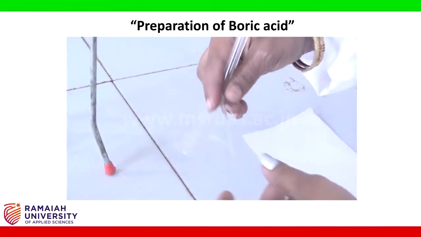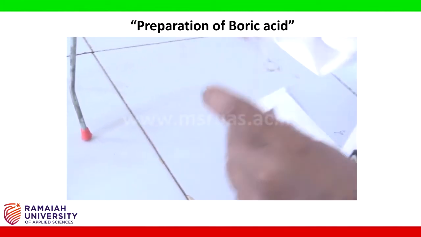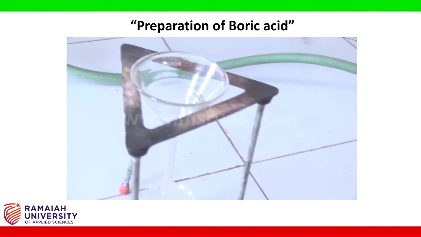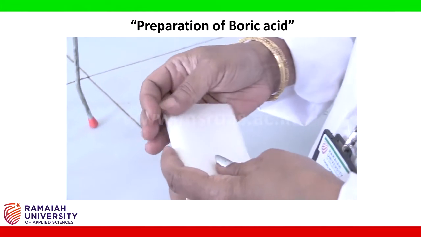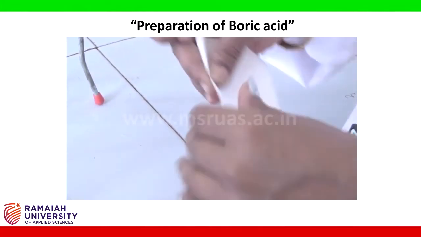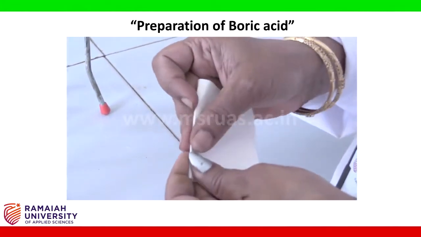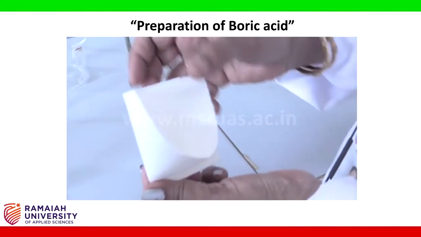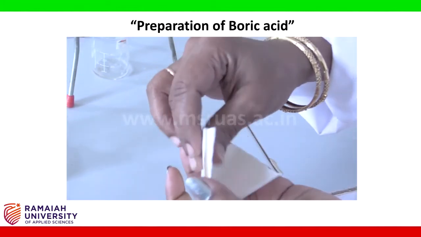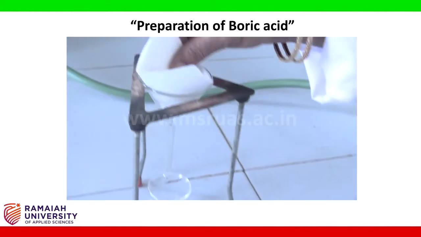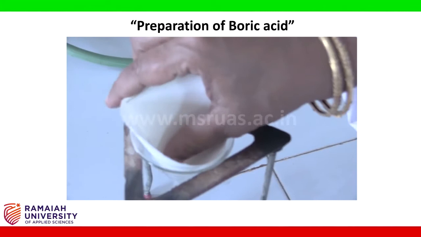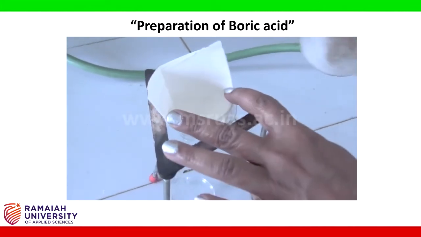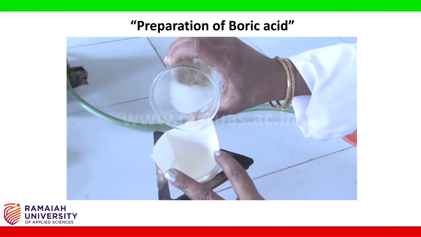Now the next step is to filter the crystals. So we'll arrange for the filtration process. We'll fold the filter paper like this: one fold on one side and three folds on the other side. Keep it inside the funnel, and filter.